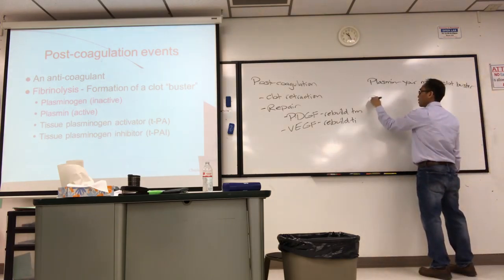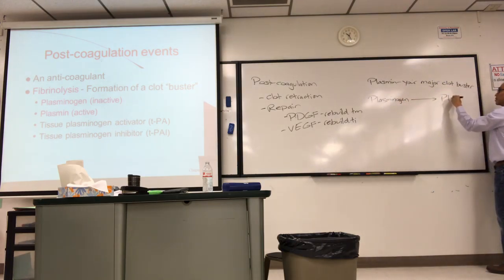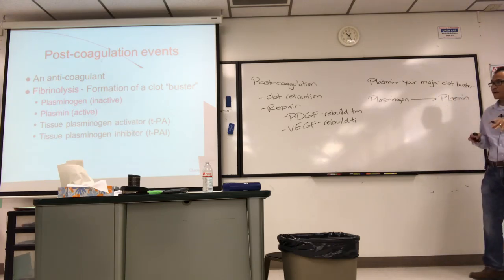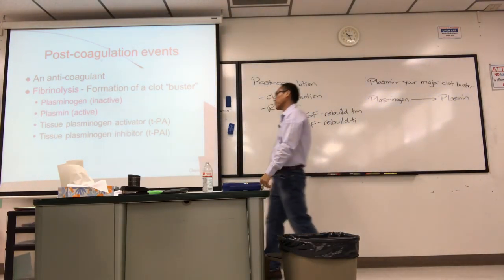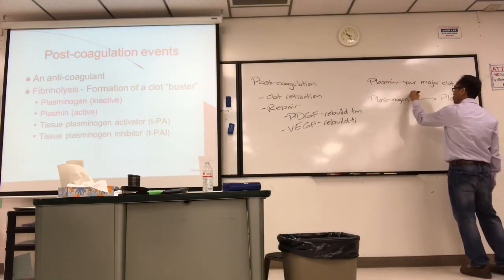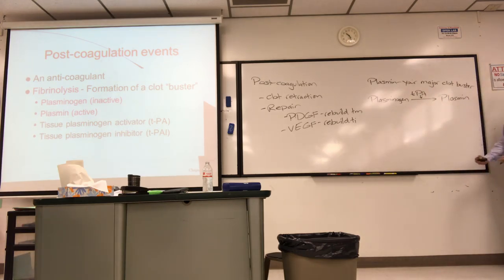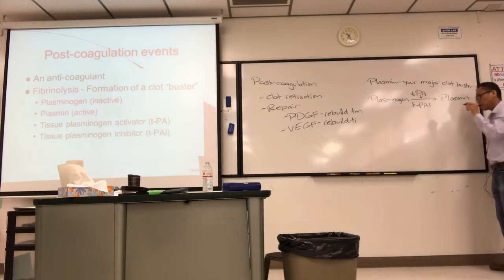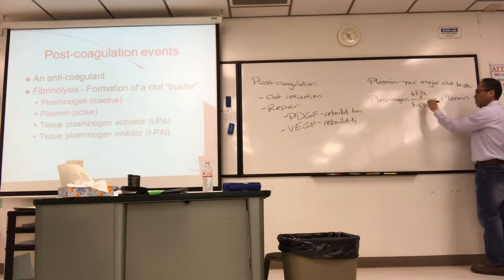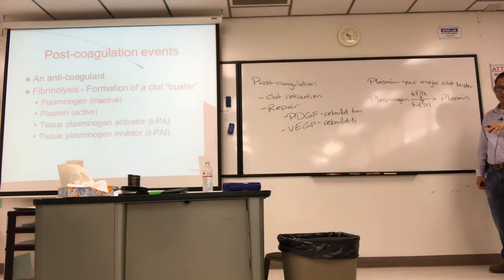The inactive form, plasminogen, will convert to plasmin depending on how much activator or inhibitor of that is present. So you have TPA or TPAI. Okay. Increased levels of tissue plasminogen activator will allow the formation of plasmin. Clot busting can occur. Clot formation will remain if you have more TPAI, tissue plasminogen activator inhibitor. Okay, so this will inhibit the reaction. TPAI favors clot formation, not clot busting.